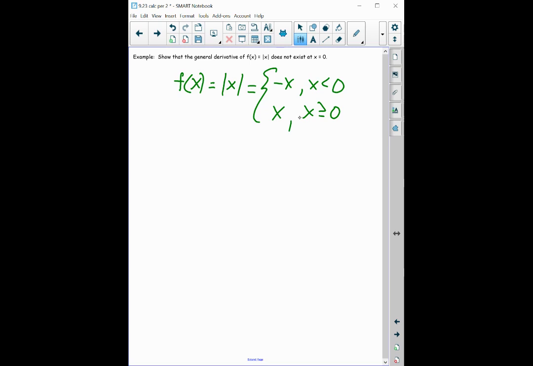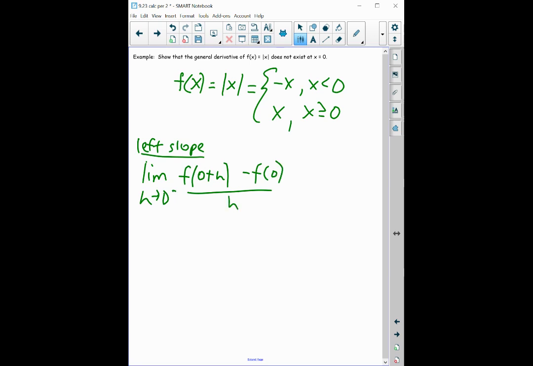Okay, so if that's the case, what I'm going to do is I'm going to find the left slope. So I'm going to take the limit as h approaches 0 from the left. And now I'm going to find f of 0 plus h minus f of 0 all over h. Okay, so if I'm looking at this, f of 0, well, that's 0 because this is the point either way. So for f of 0, I'm going to get 0.